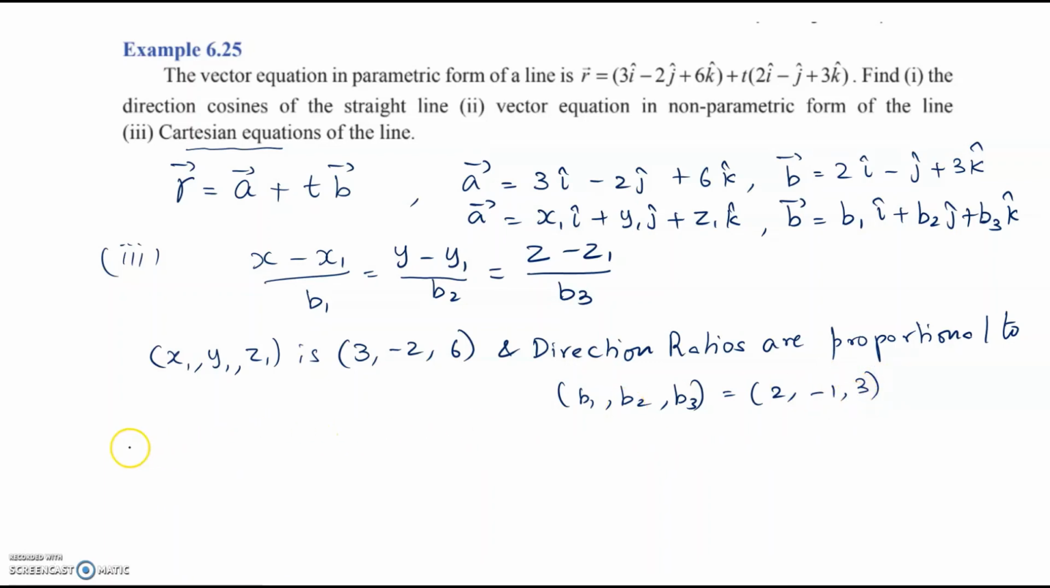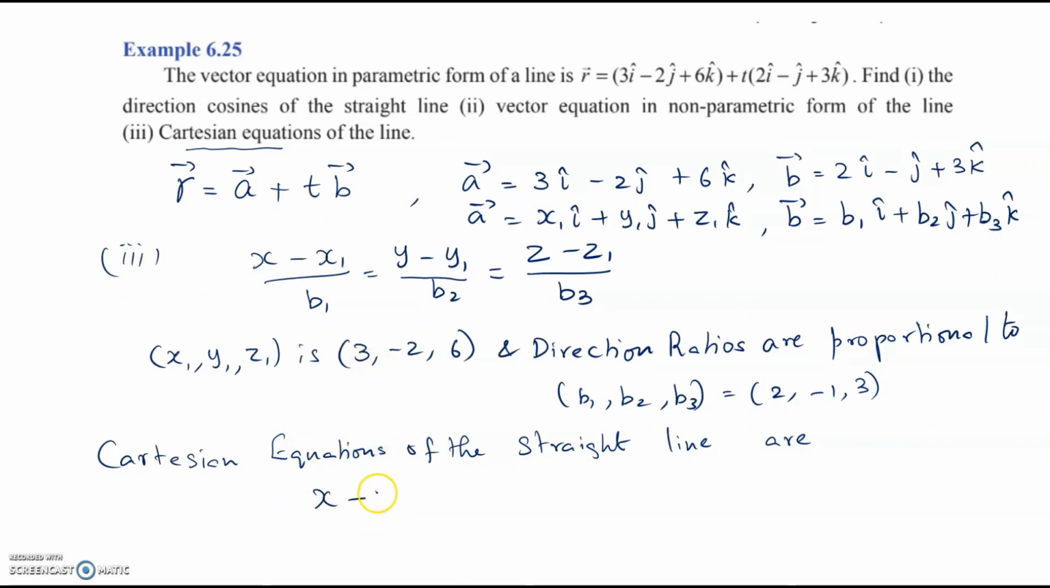So the Cartesian equations of the straight line will be: x minus x1, where x1 is 3, by b1, which is 2, equal to y minus y1, where y1 is minus 2, so it's y plus 2 by minus 1, and that's equal to z minus z1, where z1 is 6, divided by b3, which is 3. And that's our answer.